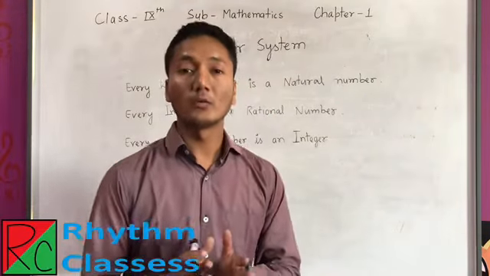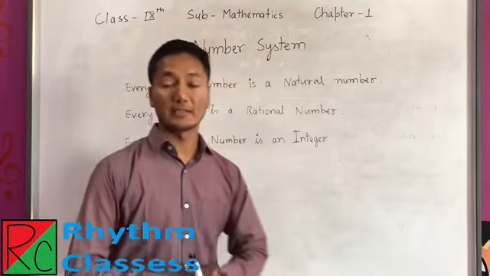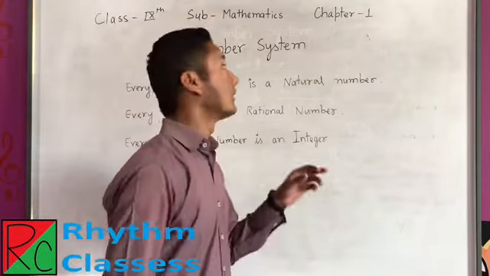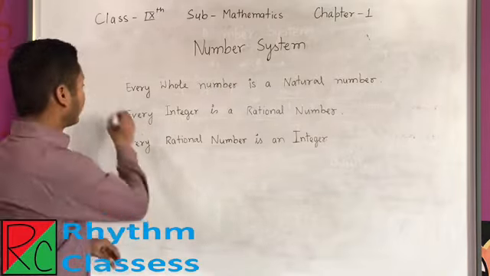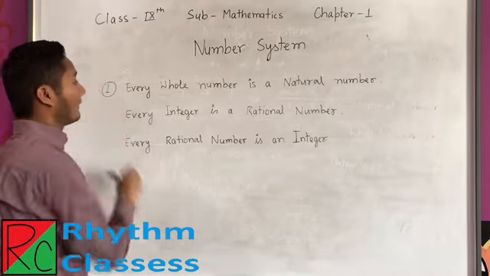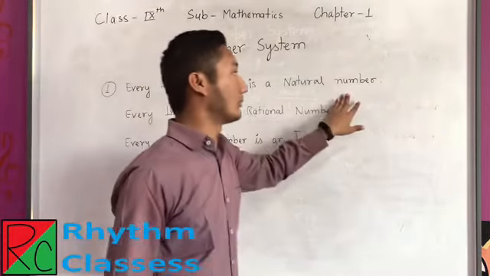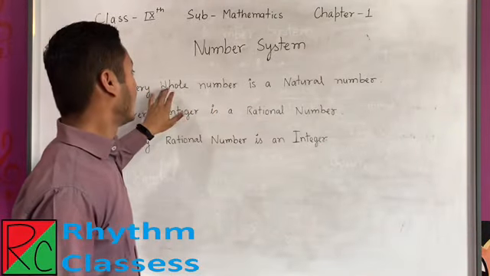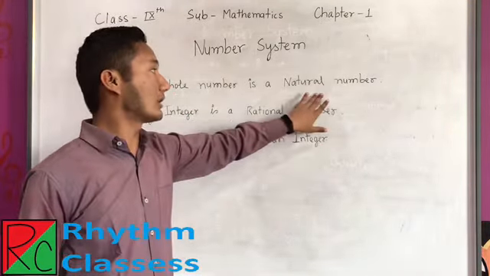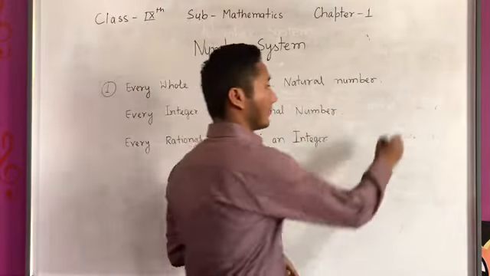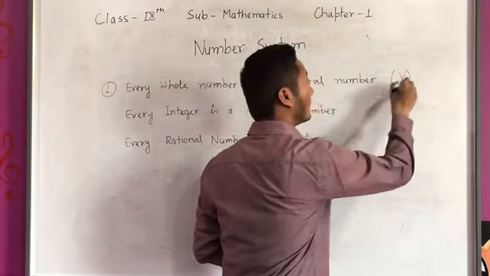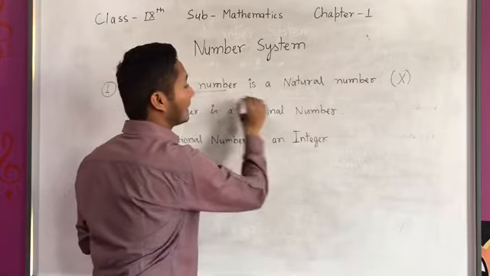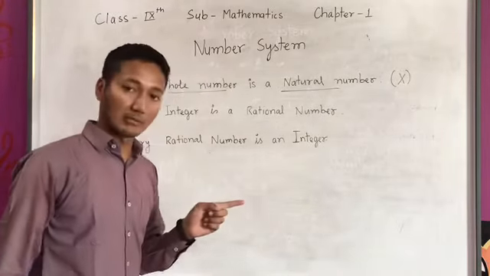Students, now we are going to do some exercises for a better understanding of the number system. Our first question is: every whole number is a natural number. Is this true or false? It is false. Why? Because 0 is a whole number but not a natural number.